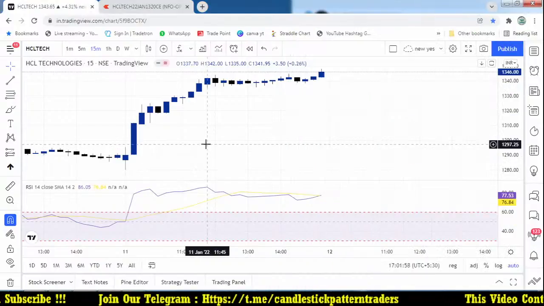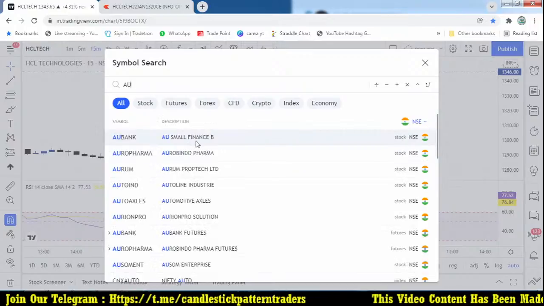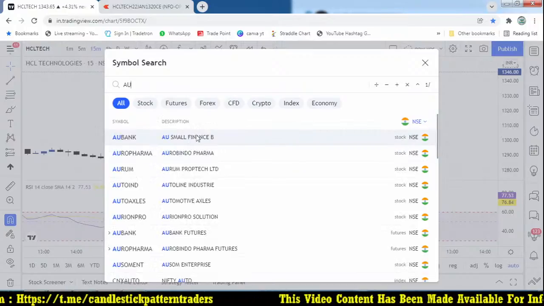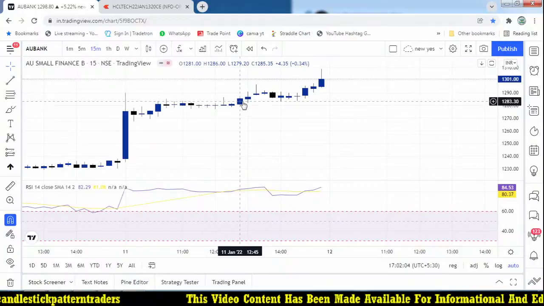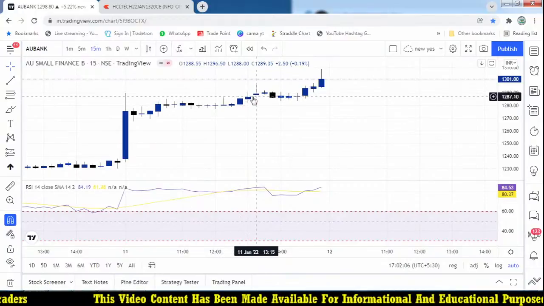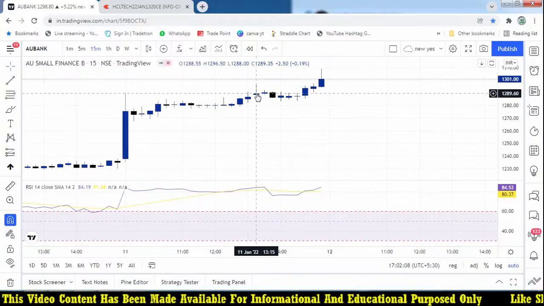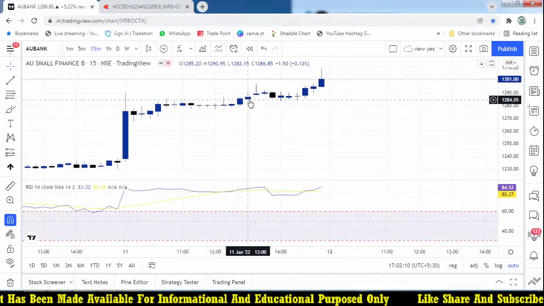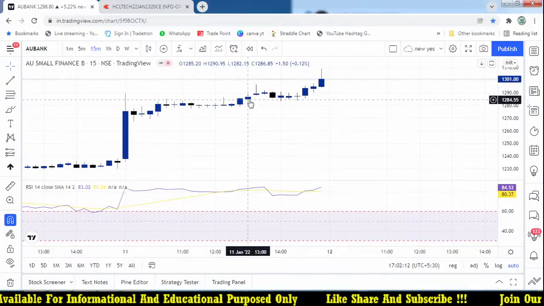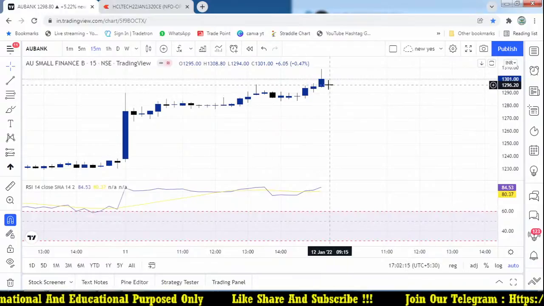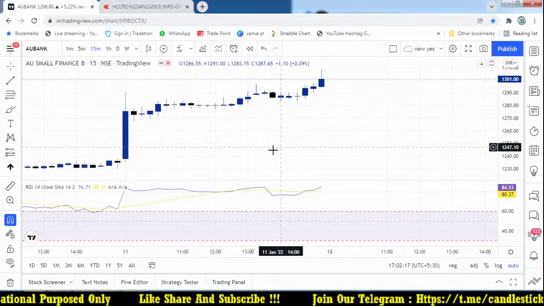AU Bank at 1 p.m. We should wait for the 1 to 1:15 candle. Maybe this one. Once it breaks that high, it keeps on going higher. So what is the risk for the trade? 1290, 1282, 8 rupees risk, and it closed by 1308. That is working well, AU Bank.